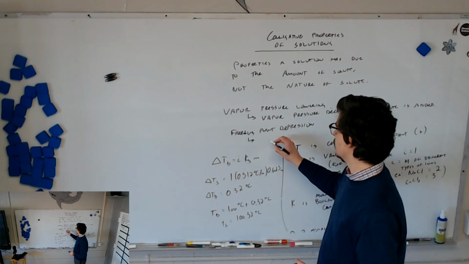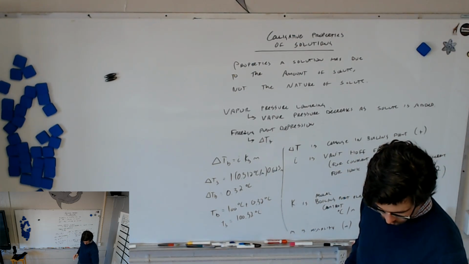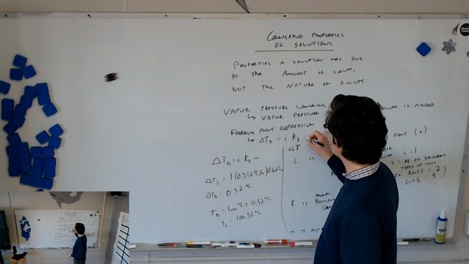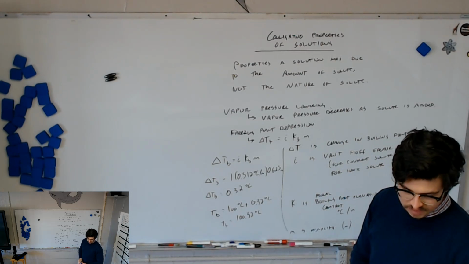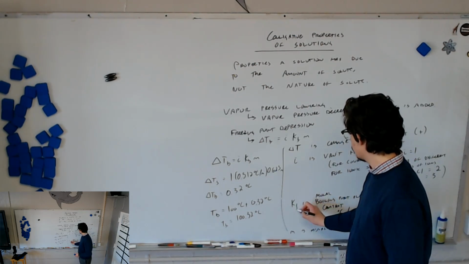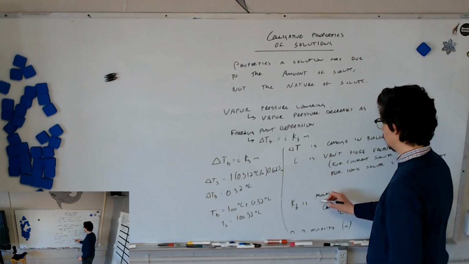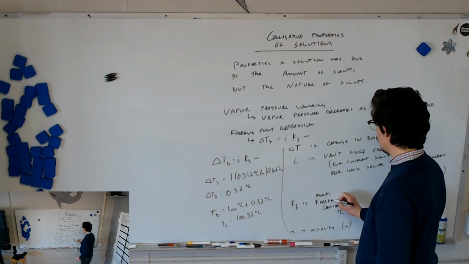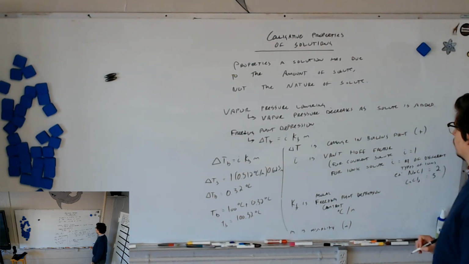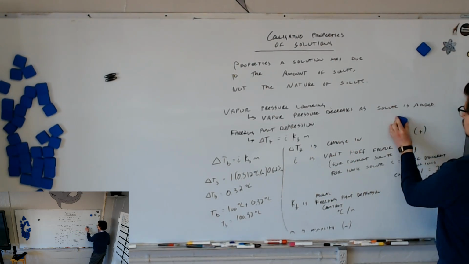Freezing point depression is given as delta T sub F equals i K sub F m. It's the same exact thing, except we're going to have a different value for K sub F, which is now called the freezing point depression constant, the molal freezing point depression constant. And delta T sub F is now the change in freezing point.